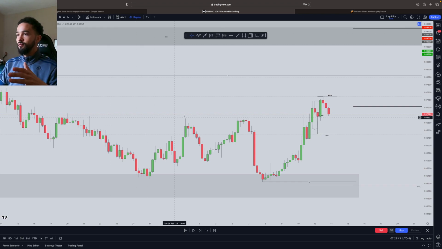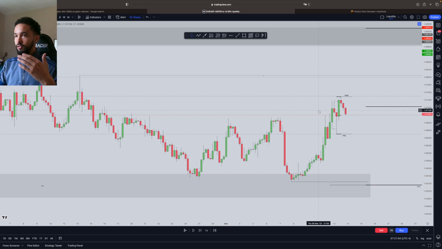Here you can see the 4 hour swept liquidity and made a new high, right? So this is the new higher high. We're in a bullish trend clearly on the 4 hour as well, right? And so down to the 1 hour.